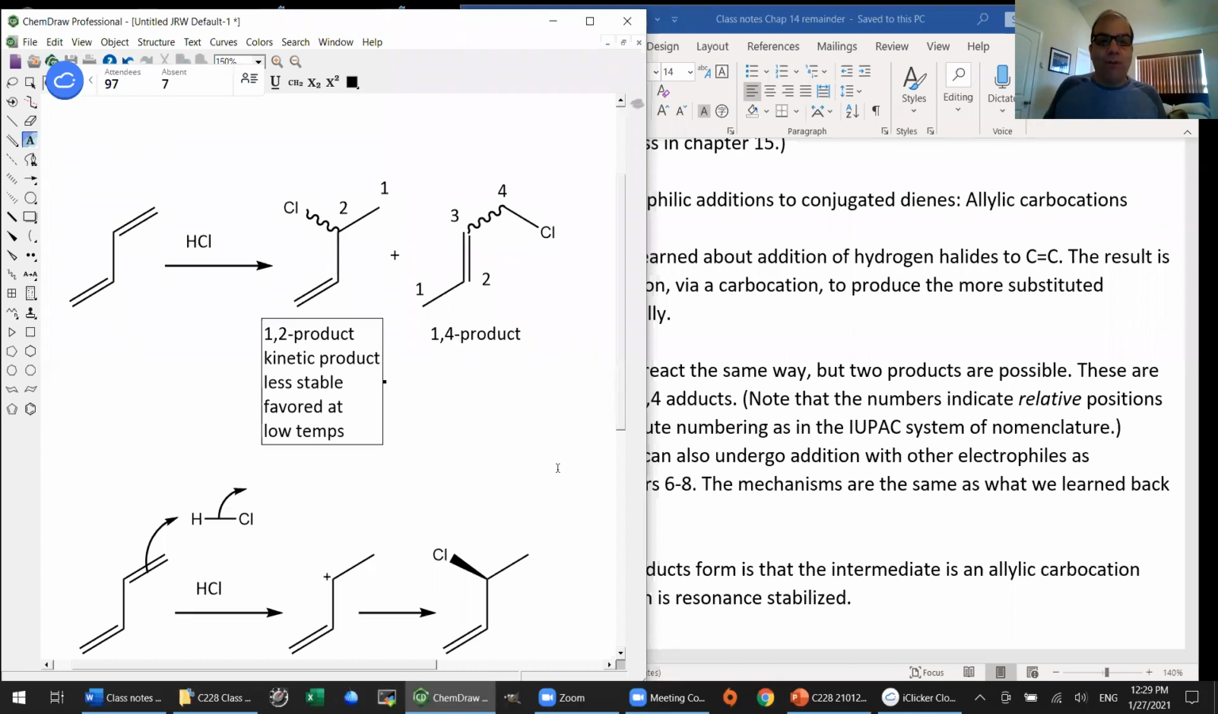And we'll say in a moment what roughly we mean by low temperatures. The 1,4 product we also call the thermodynamic product. I'm just going to write prod since I'm running out of space. The thermodynamic product is always going to be the one that's more stable, other things being equal, than the other product. This is also going to be the product that's favored at higher temperatures.